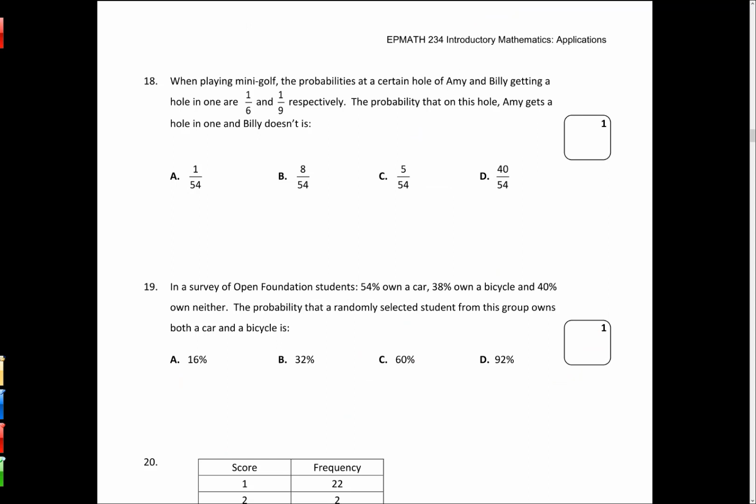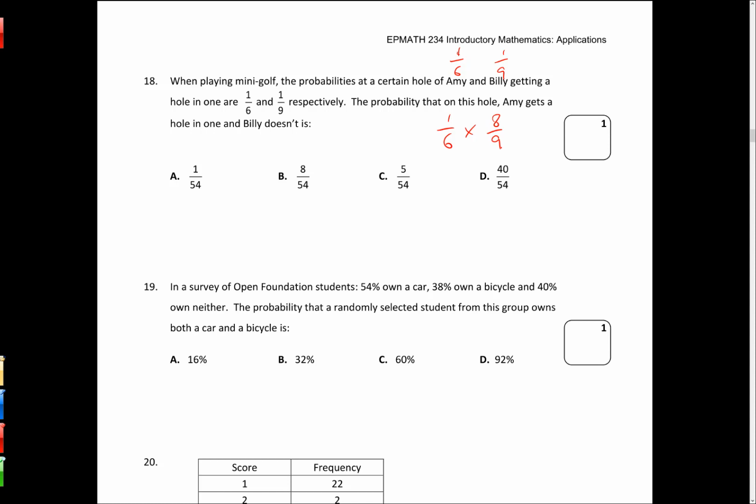18. When playing mini golf, the probability is that a certain hole of Amy and Billy getting a hole in 1 is 1/6 and 1/9 respectively. Amy's got a 1 in 6 chance, Billy's got a 1 in 9 chance. The probability on this hole, Amy gets a hole in 1, which is 1 in 6, and Billy doesn't. Well, if you've got a 1 in 9 chance of getting a hole in 1, the remainder is not getting a hole in 1. 1 minus a 9th is 8/9.